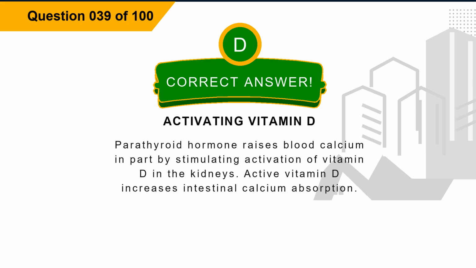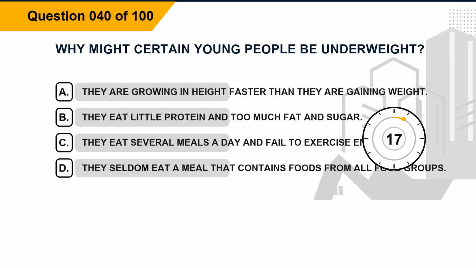Explanation: parathyroid hormone raises blood calcium in part by stimulating activation of vitamin D in the kidneys. Active vitamin D increases intestinal calcium absorption. Question 40. Why might certain young people be underweight?